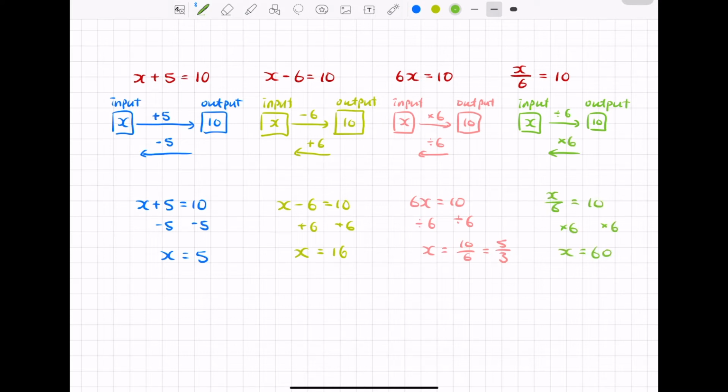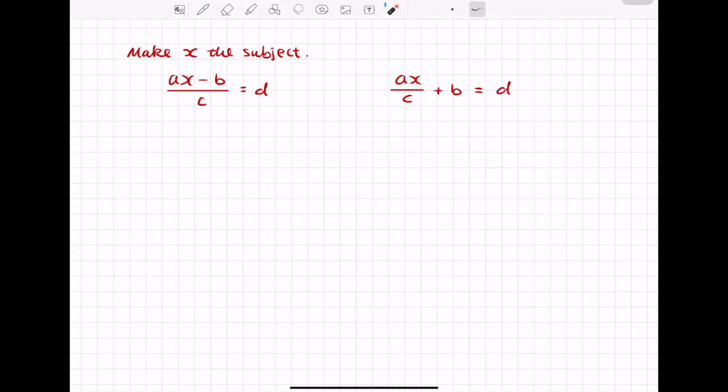Now, you might be thinking that this is very easy and you don't really need the function machine. However, it will be very useful for you to understand these steps so that you can solve multi-step questions. For this one, we will see that they are very similar. Many people do find them confusing.